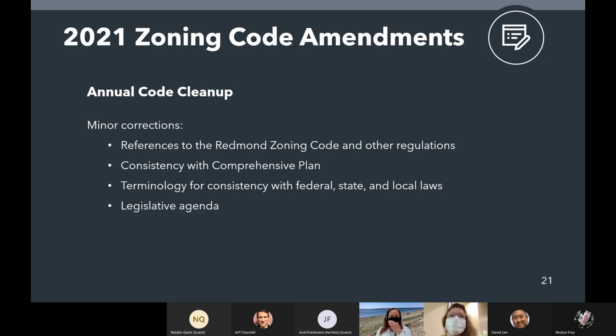staff mutually have found. To resolve that, we've implemented an annual code cleanup that has updated more than 127 minor changes, errors, or legislative changes that have been mandated to the city in the last couple of years. And this year, we have some additional corrections that are being made, some that reference other regulations, consistency with comp plan policy updates that are currently underway, terminology changes that are meant for transparency and consistency with the federal, state, and local laws, and then legislative changes again, which is a common annual update that will be required that have been mandated to the city.